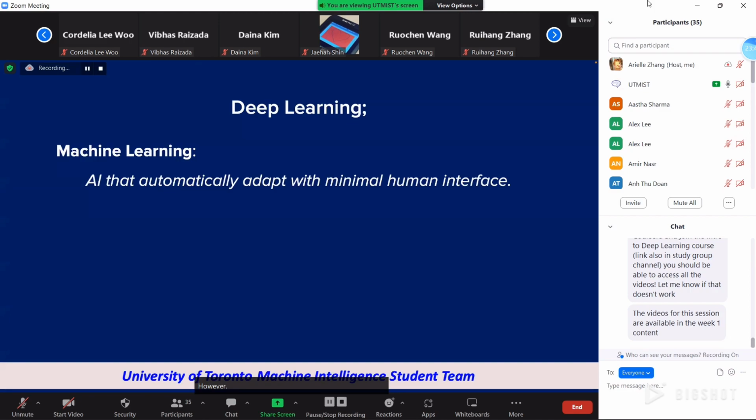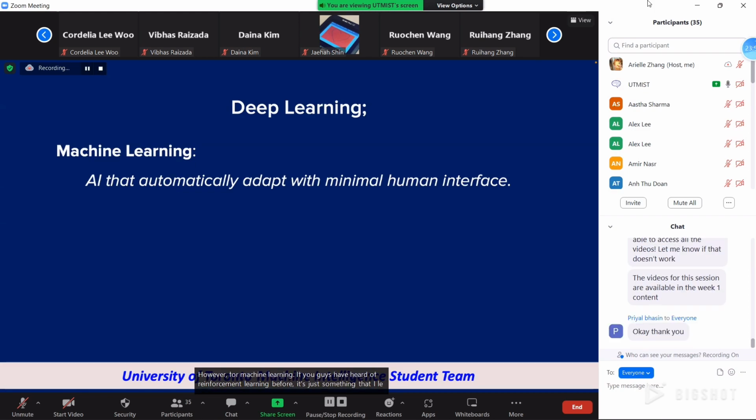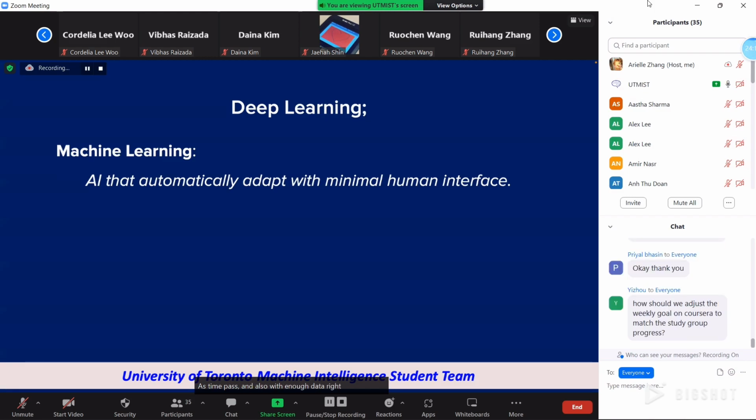However, for machine learning, if you have heard of reinforcement learning before, it's something that learns by itself by penalizing its failures and rewarding its successes. It will be able to improve as time passes, and also with enough data, right? Cool. So hopefully that made it clear what machine learning is.